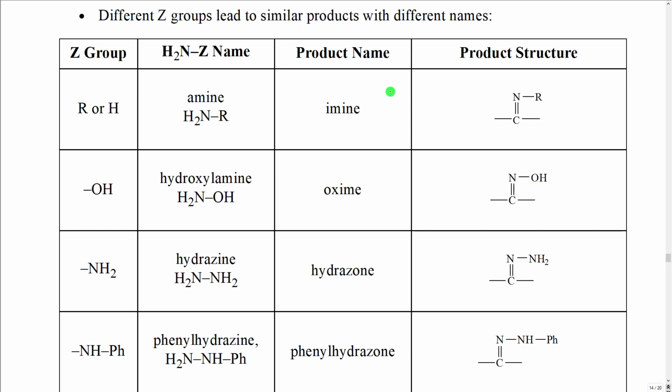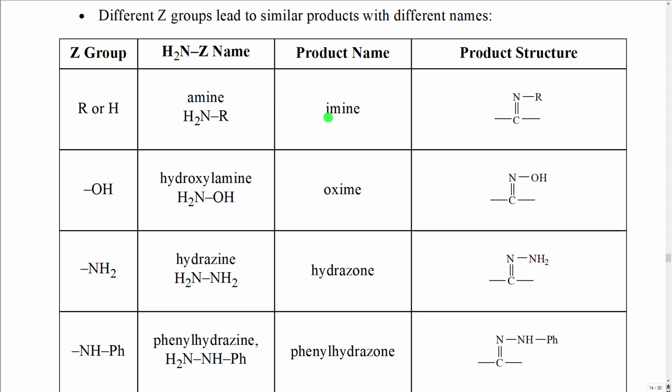Now, I am not actually going to require you to memorize these names, and I'm not going to test you on these names. I do want you, however, to be able to deal with potentially having different Z groups attached. So just really quickly going through here. Most common one that we would be interested in is the one where the Z group is either a carbon group or a hydrogen. In that case, our H2NZ is actually called an amine.